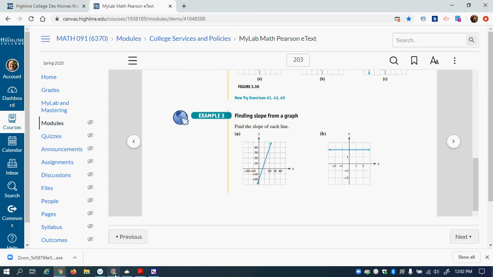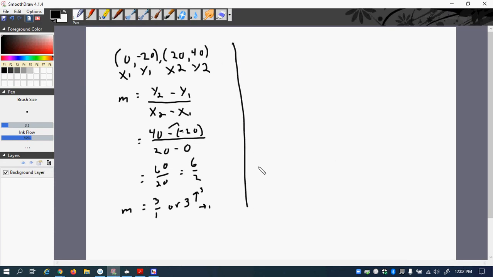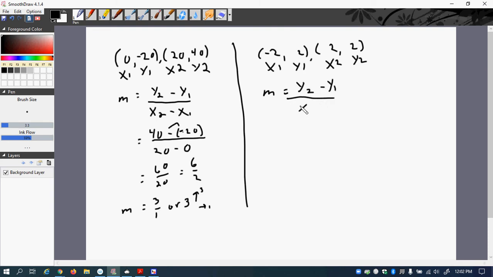So let's go back to my screen. So we have (-2, 2) and then (2, 2). So I label it x1, y1, x2, y2. And my equation is m equal to y2 minus y1 over x2 minus x1. So I have 2 minus 2 and then 2 minus a -2. So that gives me 0 over 4. And 0 divided by 4 is just 0. So I'm correct in my thinking that the slope is 0 in this case.